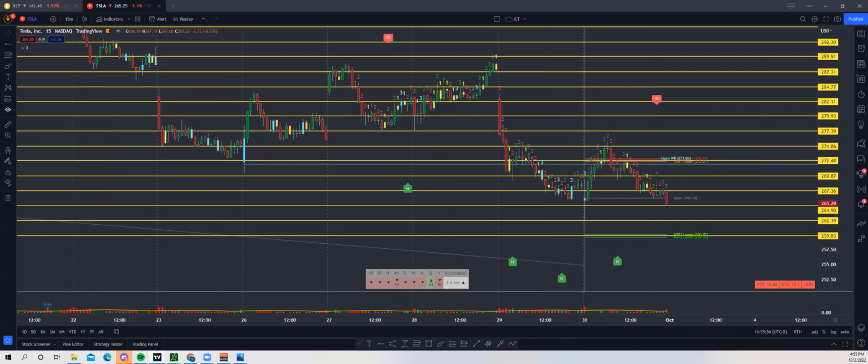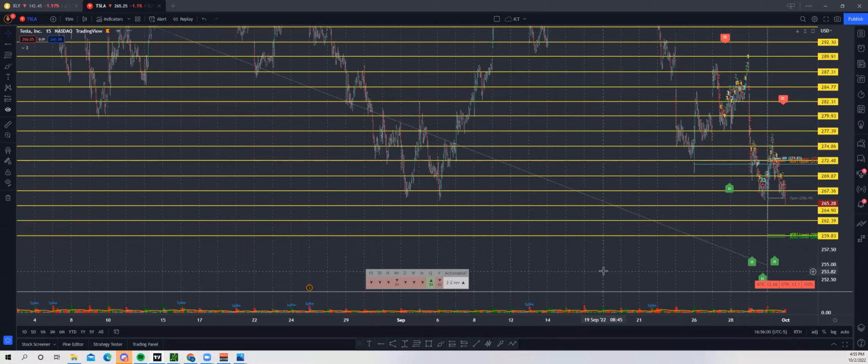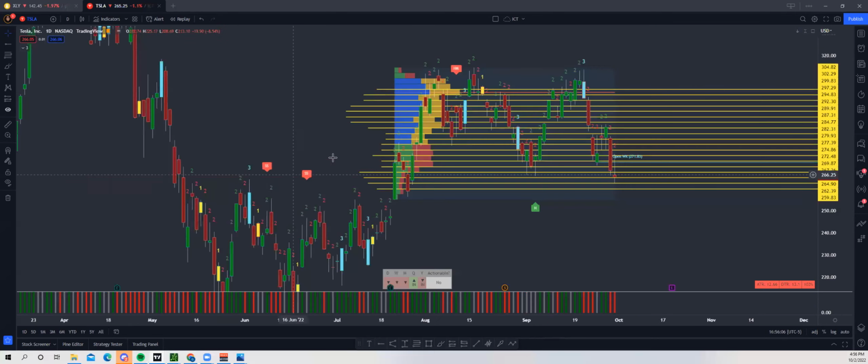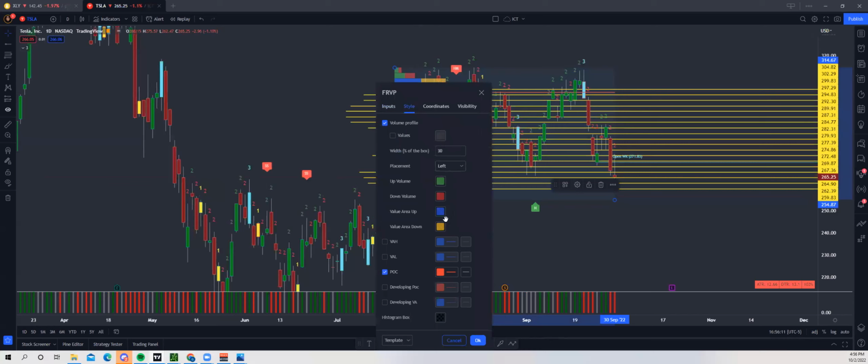Boom. What does the blue and yellow sections mean in the volume profile? Let me go back to that higher time frame. It does something different. I think that's like the value parts. So here you go. The value area up, value area down, up volume, down volume.